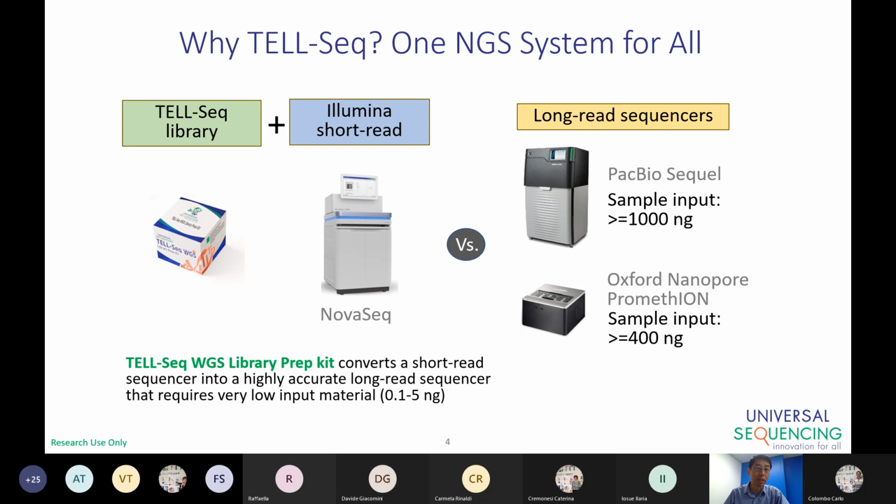As I mentioned, TLSeq is a library kit. Another advantage is that for our prep, we need a very low amount of input material. It's only from 0.1 nanogram to 5 nanogram. And with the accuracy of the short-read sequencer, with the high throughput at low cost, we can work efficiently to get long-read information. Compared to the long-read sequencer, another bottleneck is that they need much higher input material compared to us.